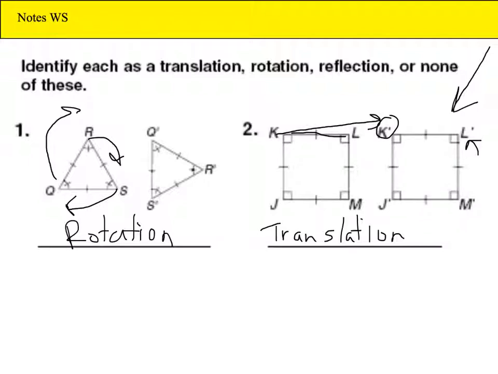If this was a reflection, it would have looked something like this, where you have your square and your symbols here. It would have gone L prime, then K prime, then M prime, then J prime. These would have been flipped around a little bit, because you just take that and flip it right over this line of symmetry, which we're going to get to. So this is a translation.